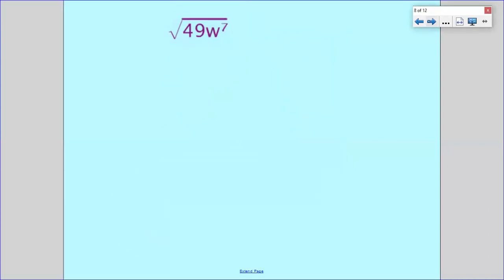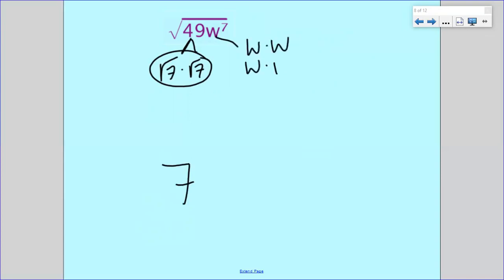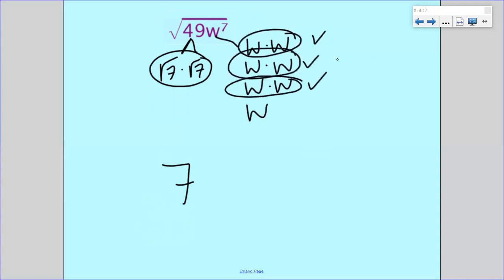All right, let's look at another one. The square root of 49, w to the 7th. Okay, so we know that 49 is the square root of 7 times the square root of 7. There it is. That's coming out: 7. Now let's look at the w's. So I've got w times w, 1, 2, 3, 4, 5, 6, 7. Here's a pair. That's 1, 2, 3. W to the 3rd because there's 3 pairs. And this guy is left inside. Sorry, buddy.